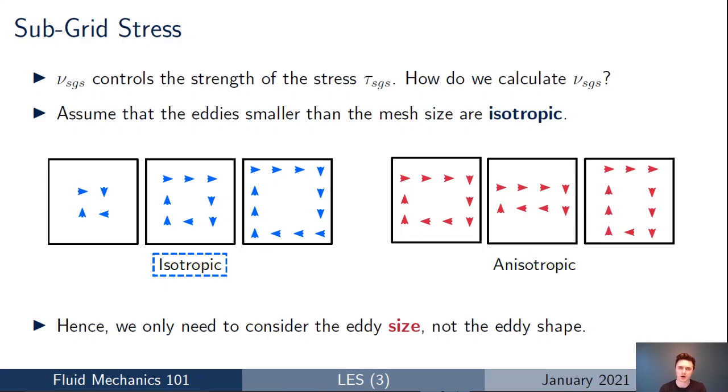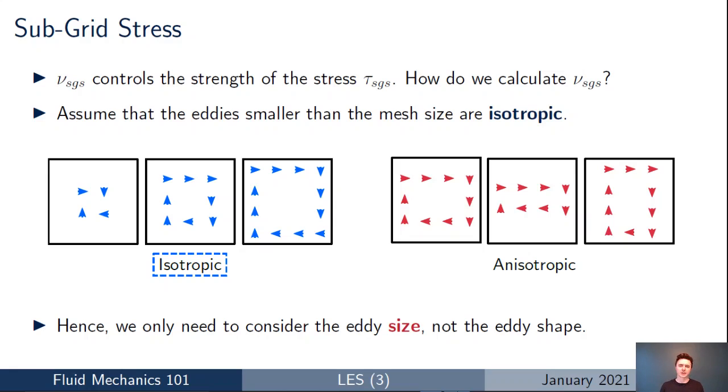And I think the diagram on the slide there helps to really think about this process. We could have anisotropic eddies like you see in the right-hand picture, but the key assumption with the subgrid models is that the eddies are isotropic. And the reason it's an important assumption is we only need to consider the eddy size. We don't actually need to consider its shape.